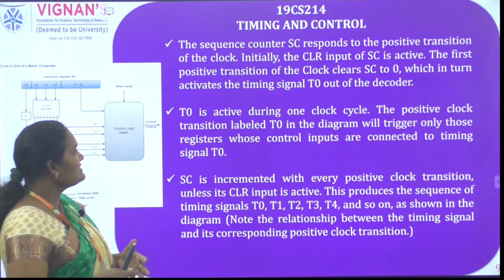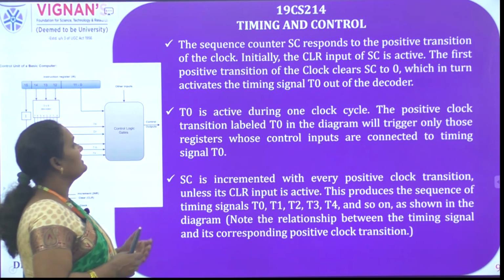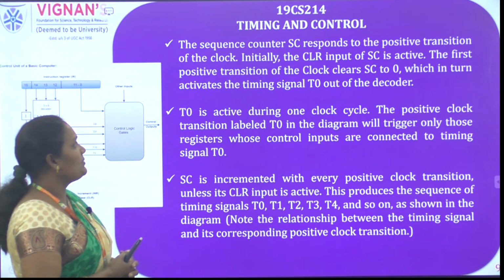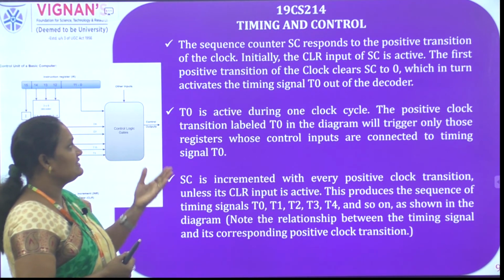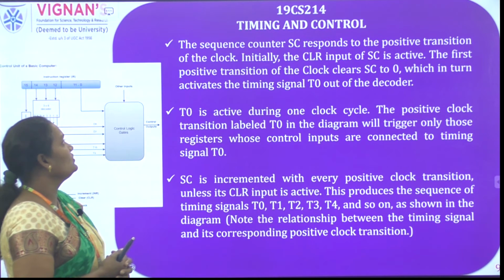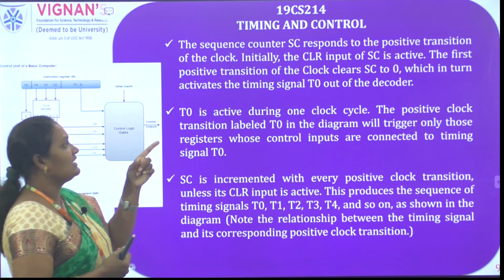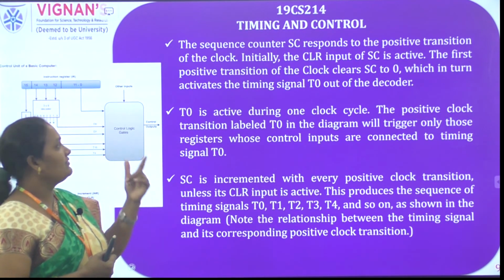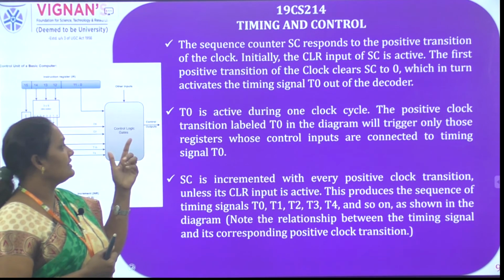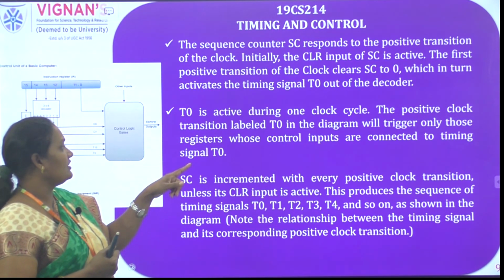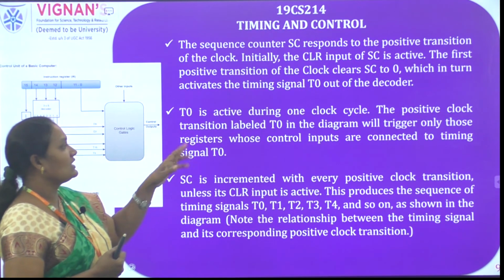So, let us see the same thing I explained here also. The sequence counter SC responds to the positive transition of the clock. Initially, the CLR input of SC is active. Initially, the clear input is active. The first positive transition of the clock clears SC to 0, which in turn activates the timing signal T0 out of the decoder. So, from the first positive clock transition, SC becomes 0 and it generates the clock signal T0. Now, T0 is active during one clock cycle.